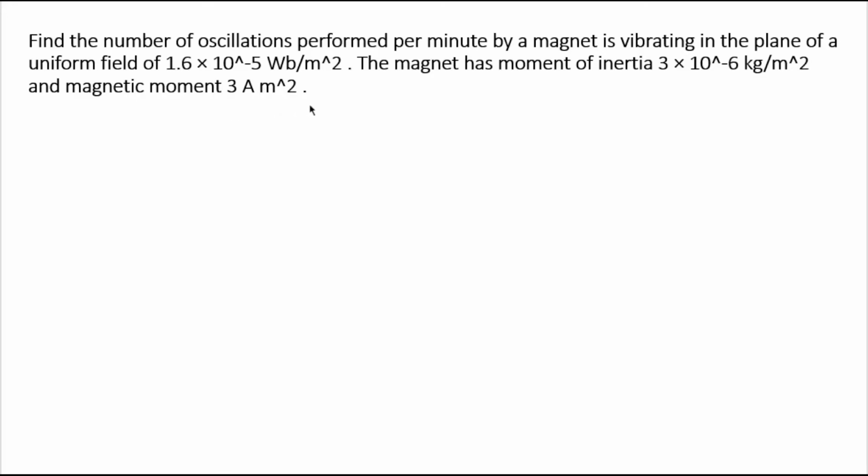Find the number of oscillations performed per minute by a magnet which is vibrating in a plane of uniform field of 1.6 into 10 raised to minus 5 Weber per meter square.